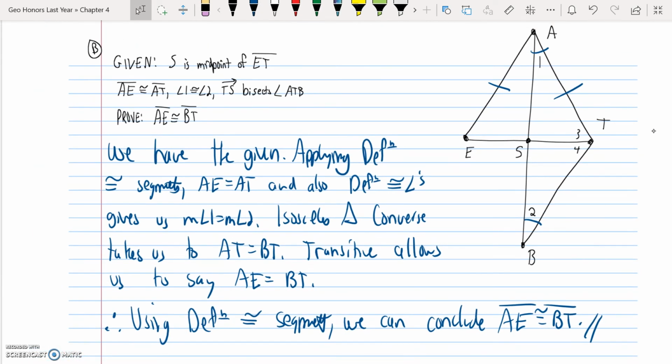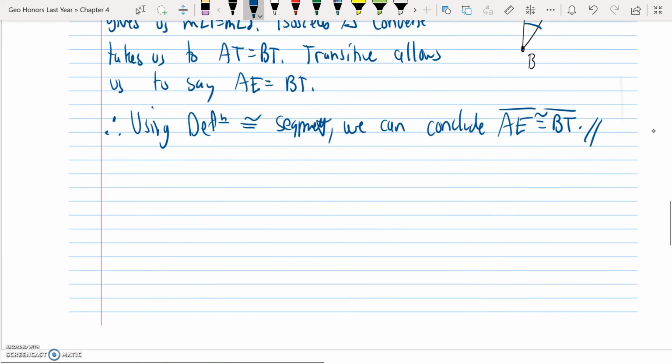Next one is another one I'd encourage you to try on your own first. You can follow along with what my proof is here once you've tried it on your own. I'm going to convert to equal rather than congruent early on in this proof. Since measure of 1 equals measure of 2, I'm going to use the isosceles triangle converse to get AT equal to BT. And we already had AT equal to AE, so through a transitive, we can say AE equals BT, and then use the definition of congruent segments to conclude. I didn't ever actually use this angle bisector, so I could have done it another way, but it was something I didn't have to have.